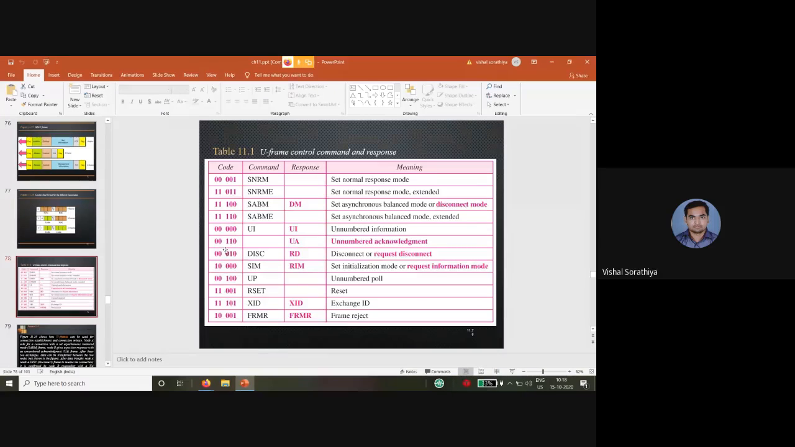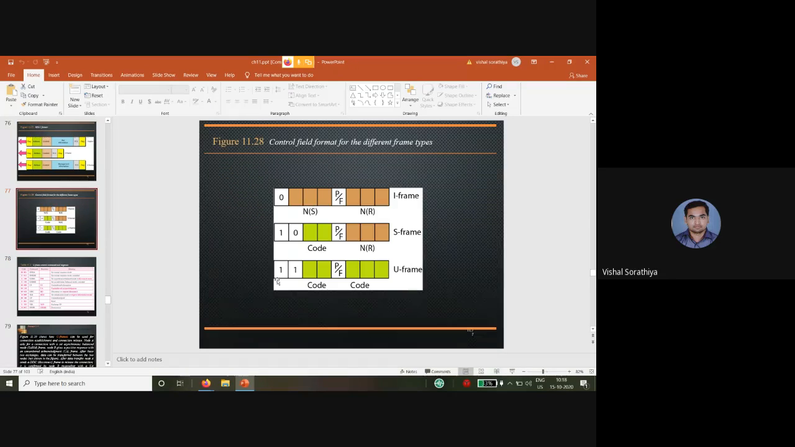just for example, as soon as you send the code, a different mode is set according to it: normal, then asynchronous, then unnumbered information, acknowledgement, disconnect, unnumbered poll, reset, exchange ID, frame reject. There are different things associated with these 5 bits. So the way you set these 5 bits decides how your whole HDLC frame will be generated: command mode, response mode, combined command and response, normal mode, asynchronous mode. The management bits decide all these things first.